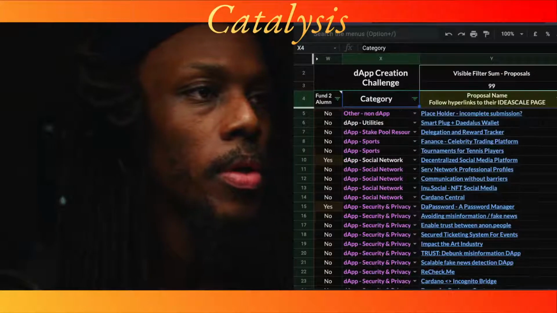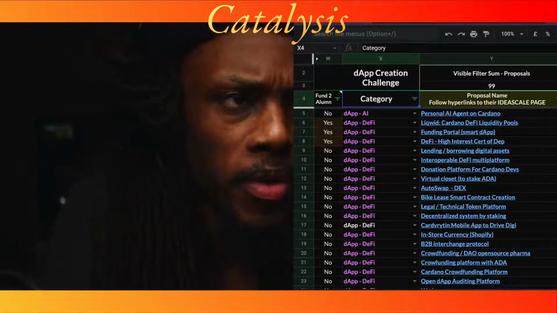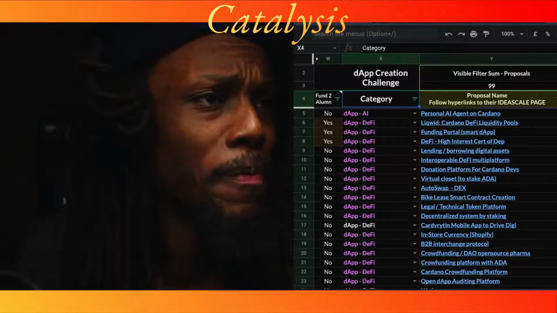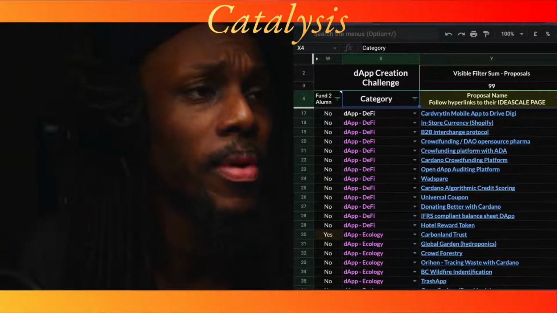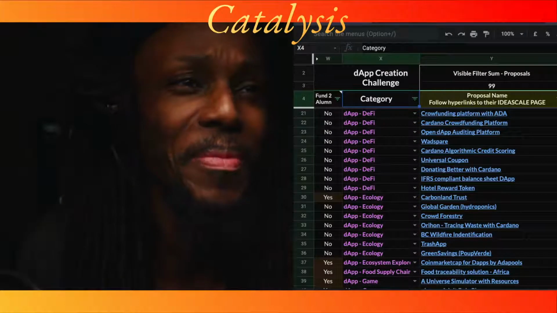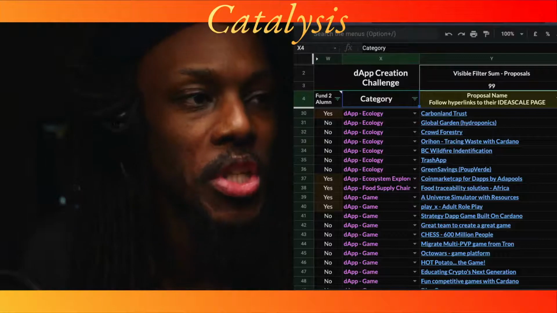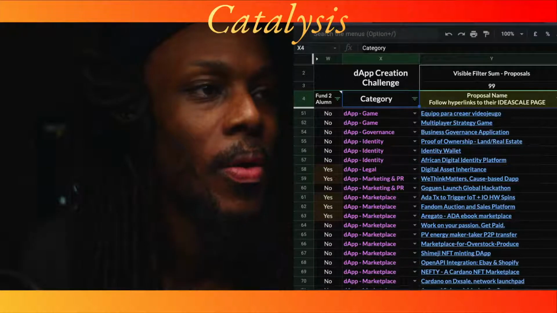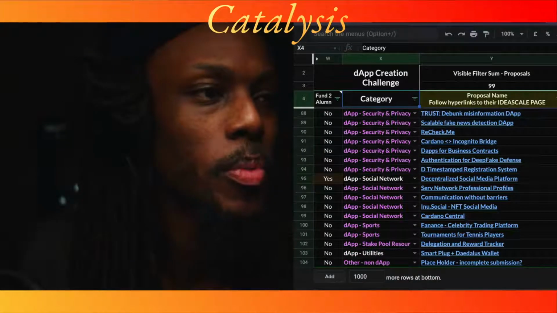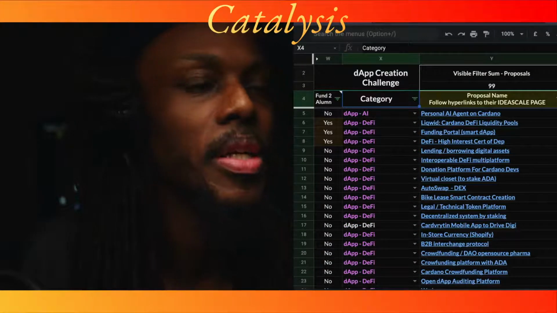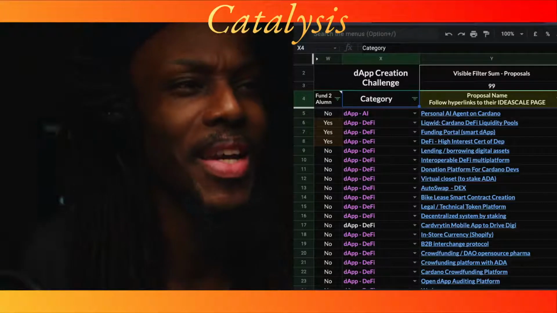Right. Okay, so now we're going to break the categories down. Let's have a look. Yeah, there we go. That's a little bit better. Right. So as you can see, a healthy breakdown. Probably a bit too many DeFi proposals there. So we've got DeFi, ecology, games, marketplaces, security and privacy, social networks, sports, and the list goes on, and AI as well. I was like, what's AL?